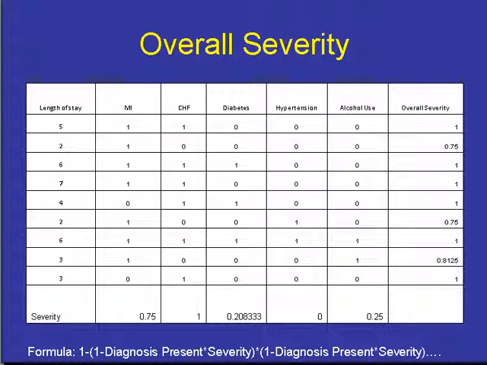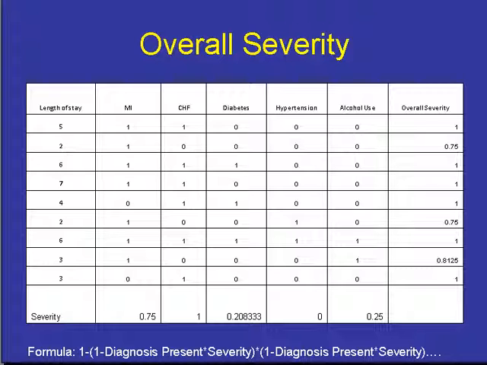We can then use these standardized severities to find the overall severity. The overall severity is found by the formula 1 minus the diagnosis present times the severity, times 1 minus the diagnosis present times the severity, and continued on to cover all diagnoses present.